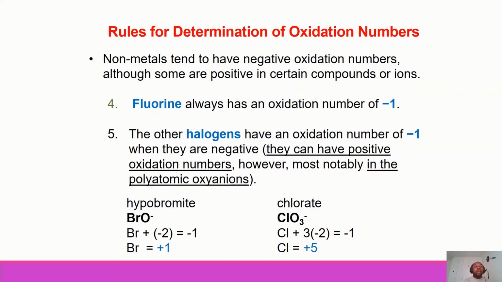So some other rules. Fluorine also has an oxidation number of -1. There are some exceptions also. For example, all halogens are expected to have an oxidation number of -1, but they can have a positive oxidation number as well, most notably in the polyatomic oxyanions. If you see these two examples that we have here, the halogen is having +1, and the halogen in this compound is having +5. So by the time you work it out, you can see that they are actually carrying a positive oxidation number.